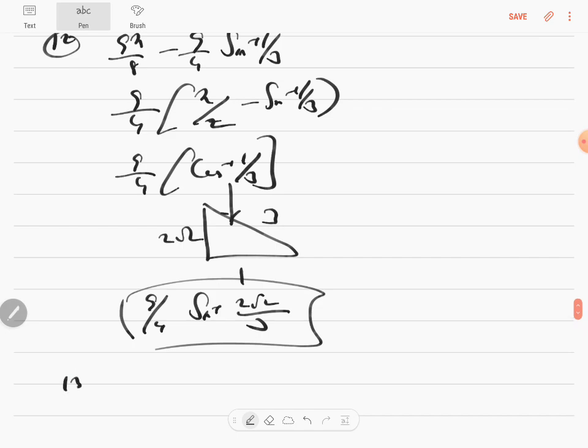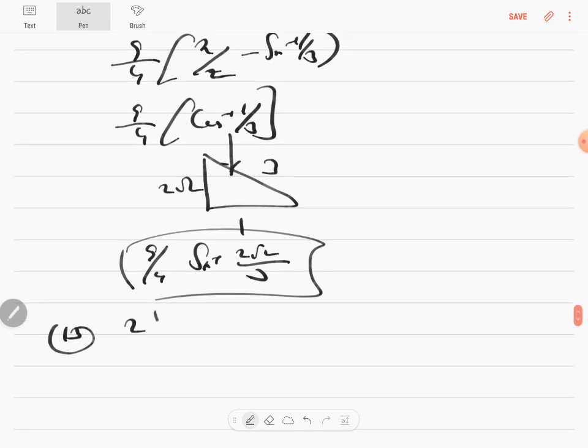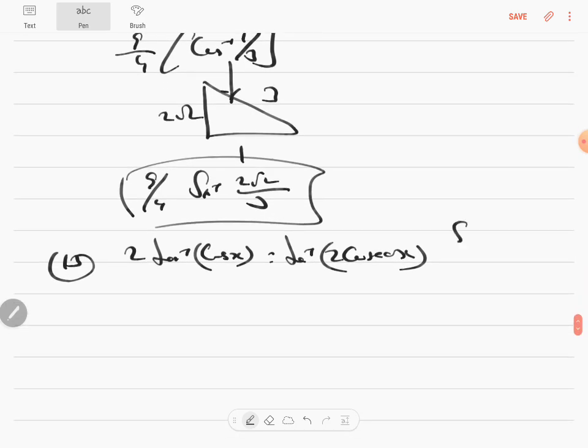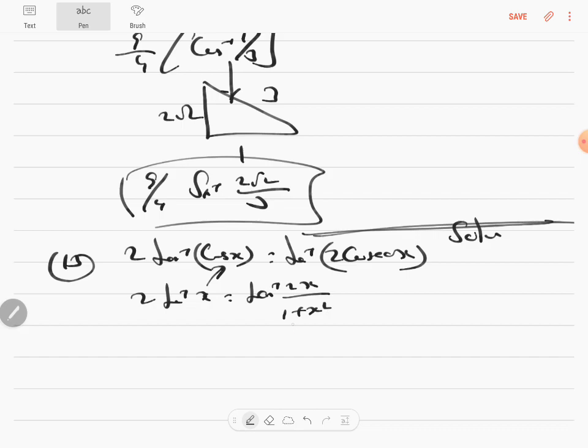So 13th question. The 13th question is 2 tan inverse of cos x is equal to tan inverse of 2 cosecant x. Okay, this is a solve sum. So till here we were doing prove that. But after this is solve, you have to use the right hand side. This is like 2 tan inverse of x, where instead of x, this is cos theta, which is tan inverse of 2x by 1 minus x square, I'm sorry.